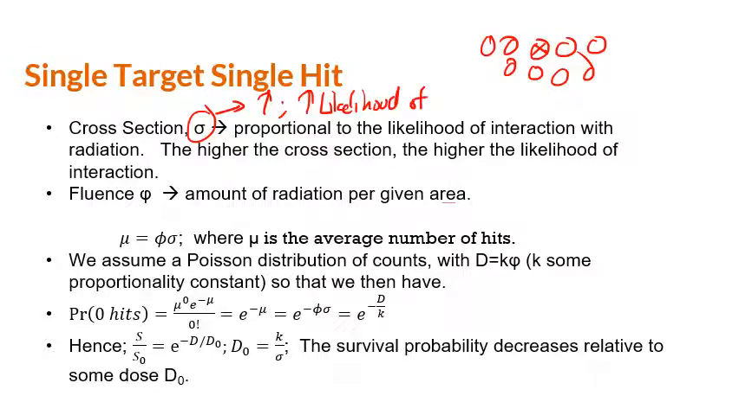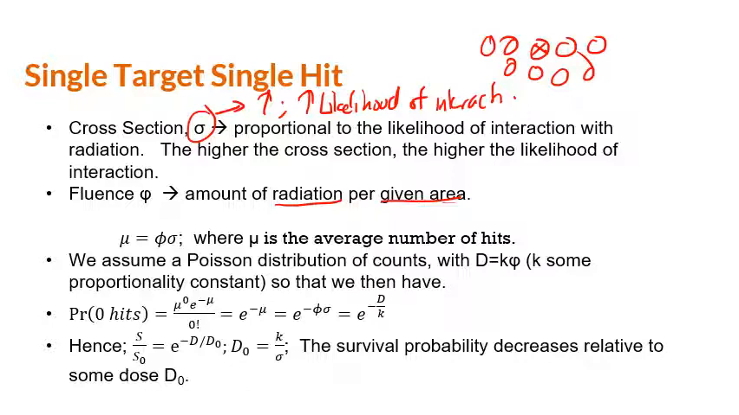Okay, let's now discuss fluence. So this is your amount of radiation per given area. So the higher the fluence, the higher the radiation per given area. Maraming disintegrations per given area. Okay, kapag mataas yung fluence. So take note, kapag siksik na siksik yung amount of radiation mo on a given area, you have a very, very high fluence phi.